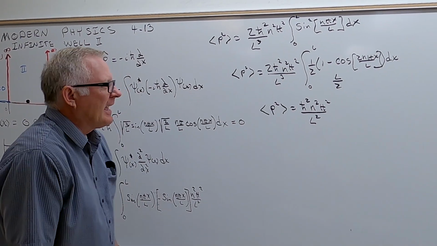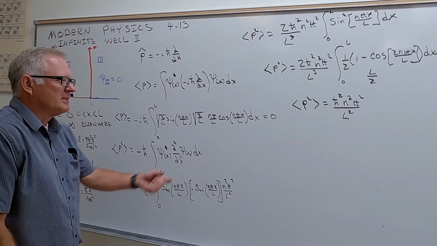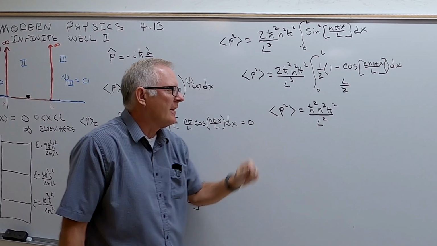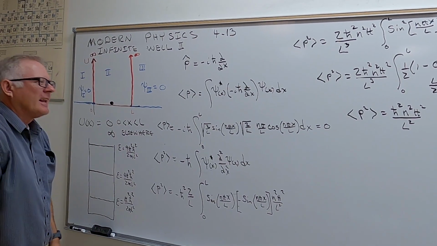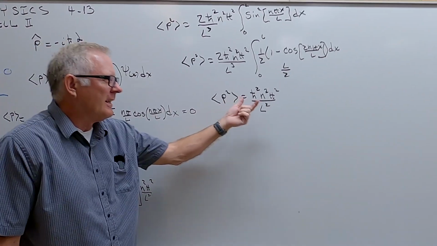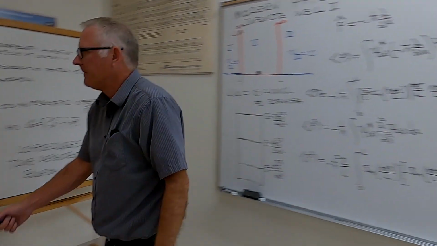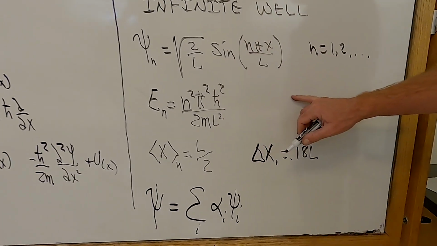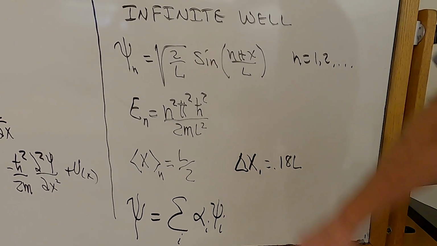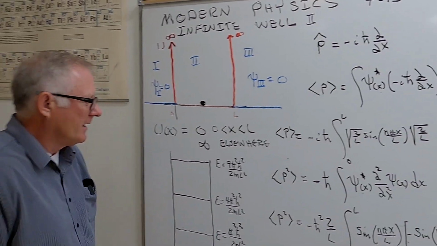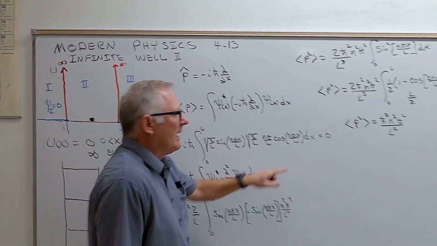If we wanted to find the average kinetic energy, we would just divide this by 2m, because the kinetic energy is p squared over 2m. But you'll notice the kinetic is the same thing as the total energy. Remember, my total energies were right here. The total is kinetic plus the potential, but there is no potential inside the well. Remember, U was 0 here. So the kinetic and the total energy are the same.